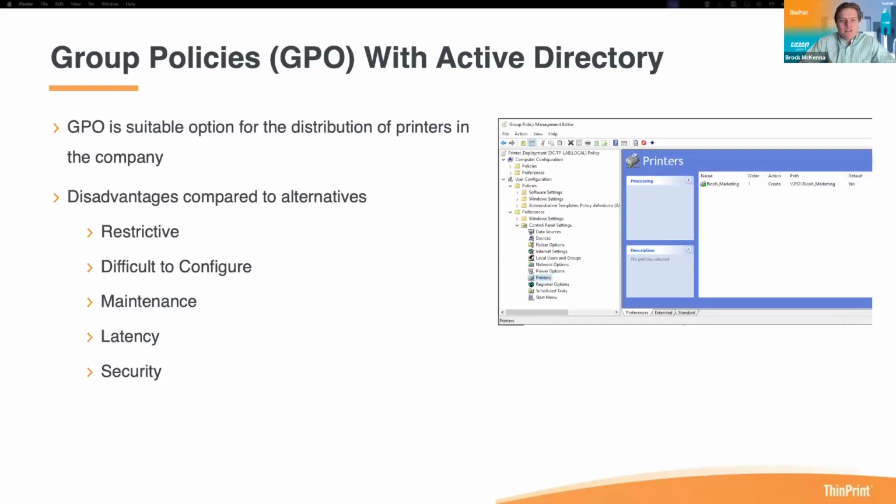GPO is a suitable option for the distribution of printers in your company, but it does face its disadvantages compared to alternatives, especially in larger environments. It can be restrictive, so it's limited to 80 groups for mapping. That will make it a bit difficult to configure with having to figure out what groups and who belongs to those groups for mapping those printers. You'll need to maintain those groups in your environment, which can be disadvantageous compared to ThinPrint. You will have some latency on login when having to copy over drivers, which GPOs can cause, and there are some security issues compared to ThinPrint when using GPOs for your print environment.